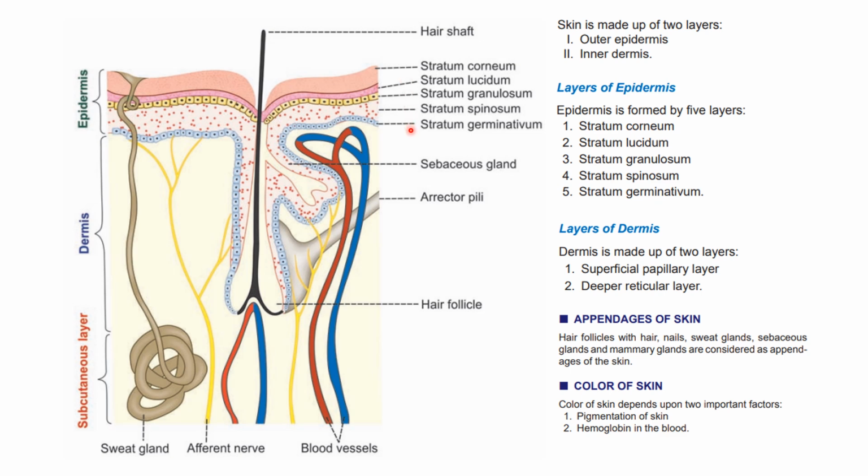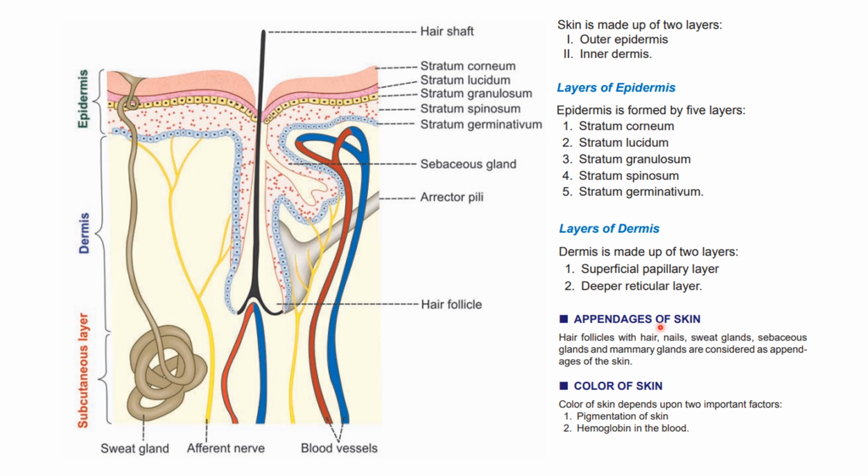Now, coming to the layers of the skin, here you can see the different layers. This is the part of the epidermis. The epidermis is formed by 5 layers: your stratum corneum, stratum lucidum, stratum granulosum, stratum spinosum, and lastly your stratum germinativum.